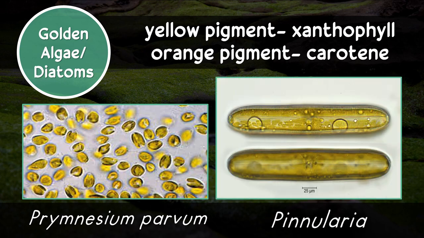Another example is Pinnularia. And if you can notice, these two have yellow pigments and are rightfully called golden algae.